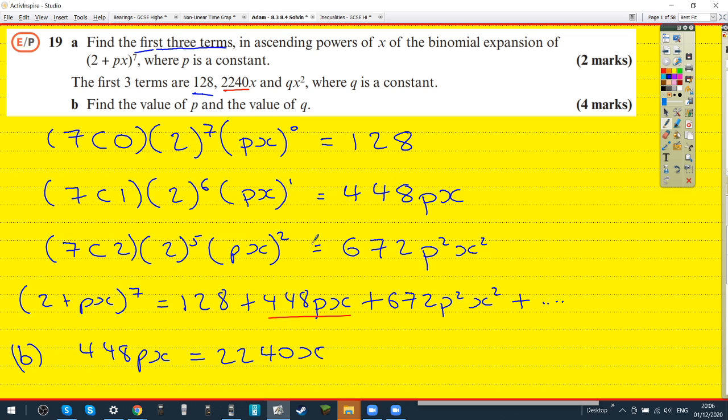So would you do 2240 divided by 448? Yep. And that gives you 5, so p is 5. Well done. Okay. How do we now get q?